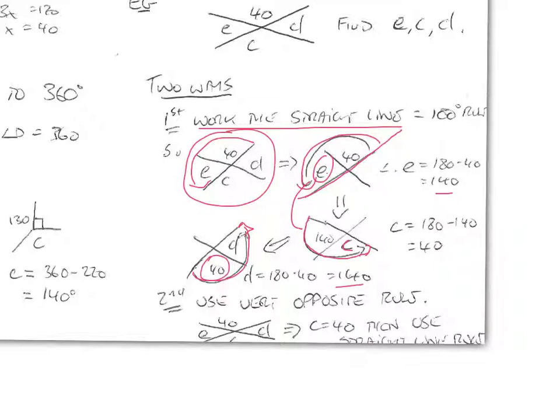Another way is just to use the vertically opposite rule. So if this is 40, this must be 40 also. And then you can say, well, if that's 40, from 180, that must be 140, and if this is 140, this is vertically opposite, that's 140 as well.